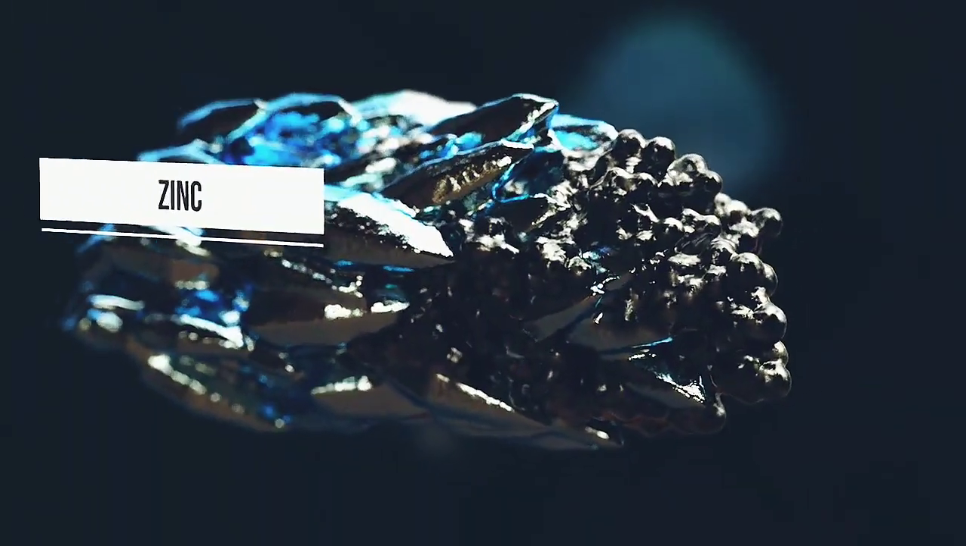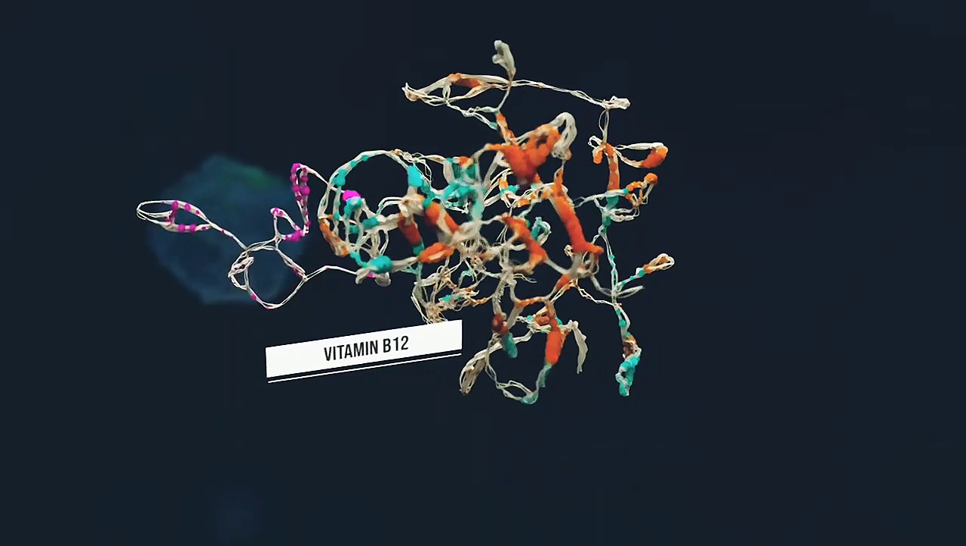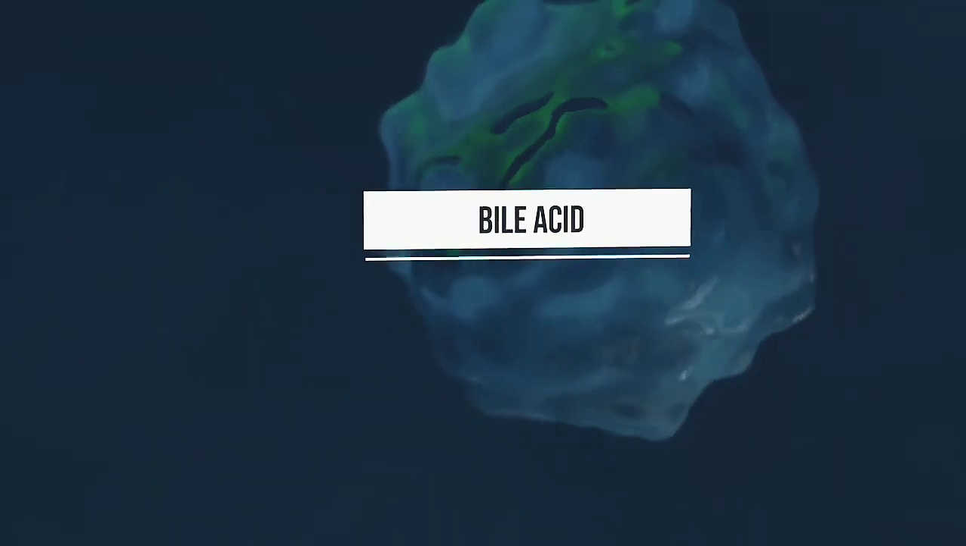Trace elements, such as zinc, for sperm production and the immune system. Vitamins, such as B12, for the formation and maturation of red blood cells. And remaining bile acid, which is transported back to the liver via the bloodstream.